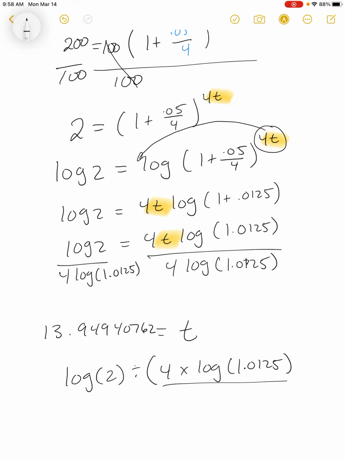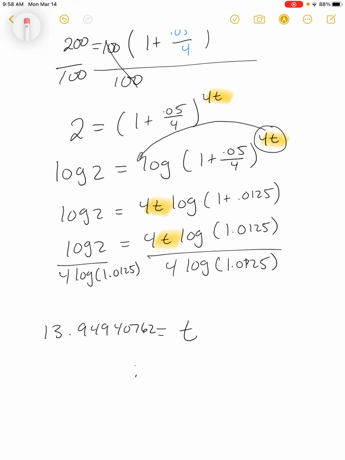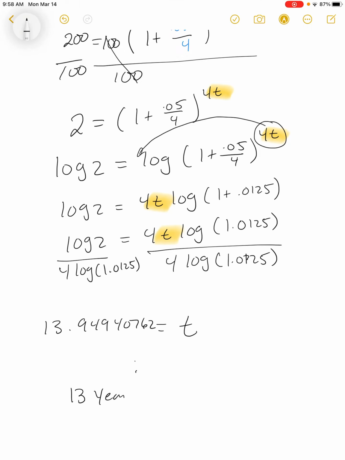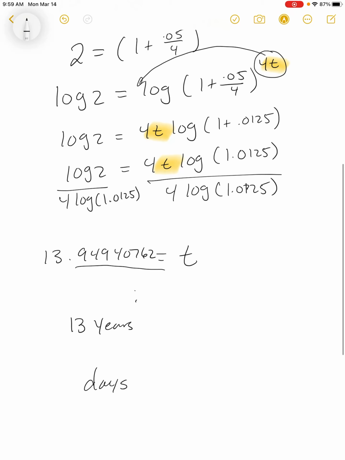And here's what comes out of my calculator: 13.94940762. So that's telling me that it's going to take almost 14 years to double. Now, the problem says ignoring leap years, they wanted the answer in years and days. Well, 13 is the years, so I got that. If you want to find out the number of days, you take that decimal part, the .94940762, and you multiply it by 365. That's what they mean by ignoring leap years. So to get the days, I'm taking the decimal part, the fraction of a year, and multiplying that by the 365 days to figure out how many days that is.